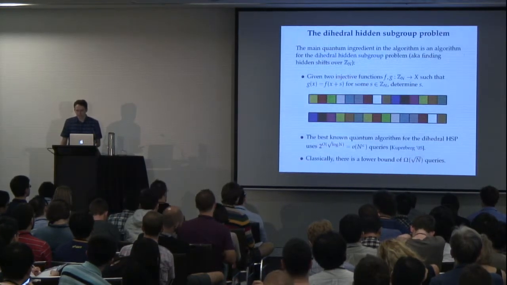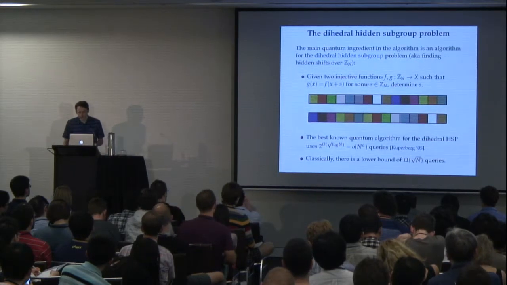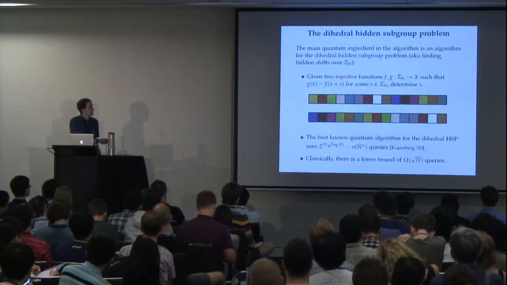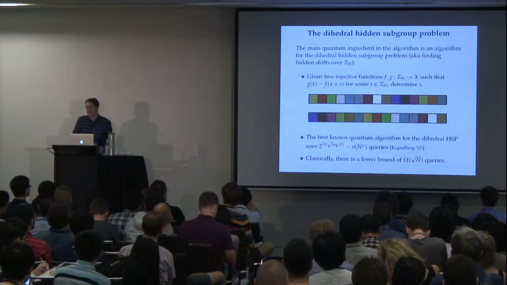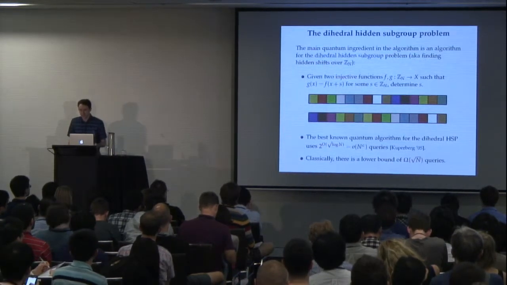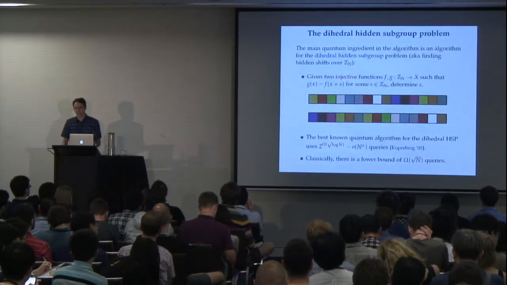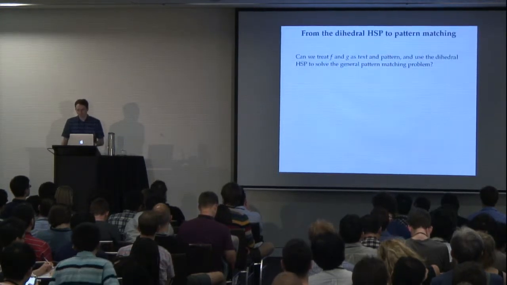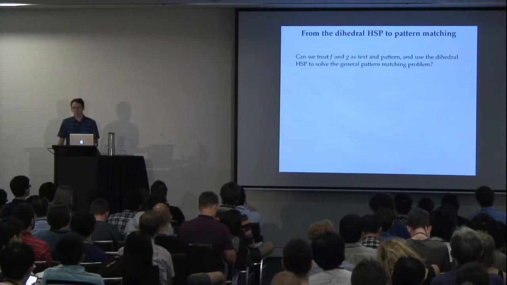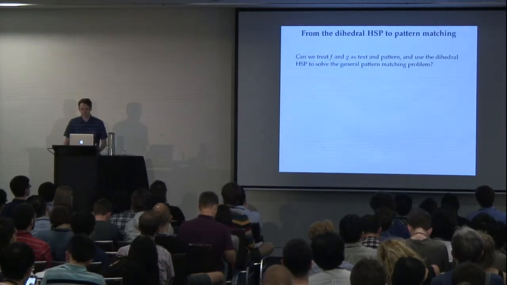And it's quite tempting to use this, because it really does seem like quite a similar kind of problem, this hidden shift problem and the pattern matching problem. They both involve sliding one string of characters along some other string of characters and finding a match between them at some shift. So it's very tempting to try and use this result to solve the pattern matching problem.